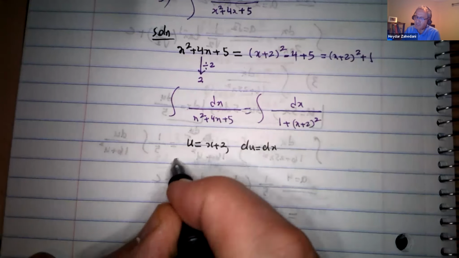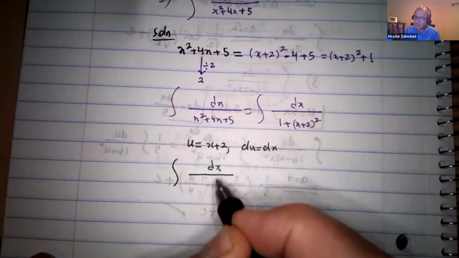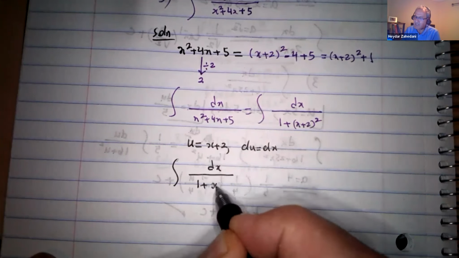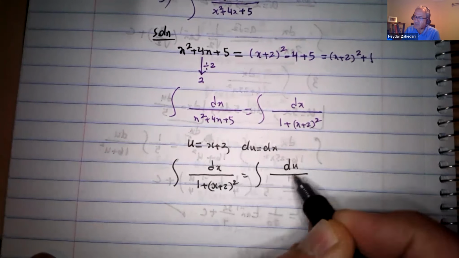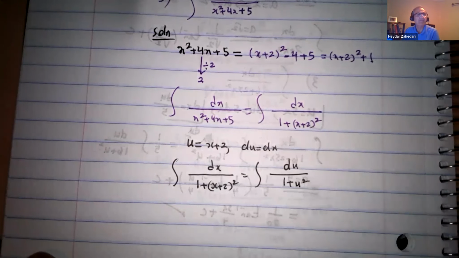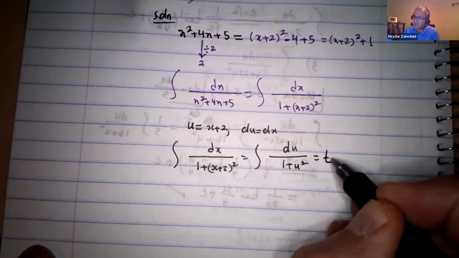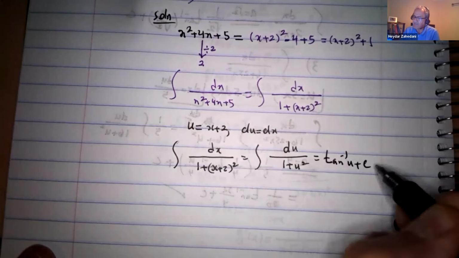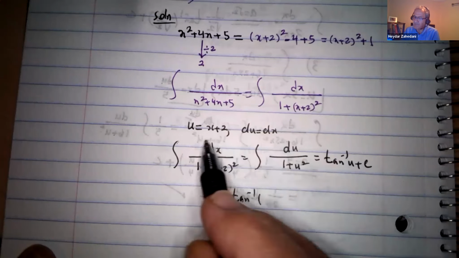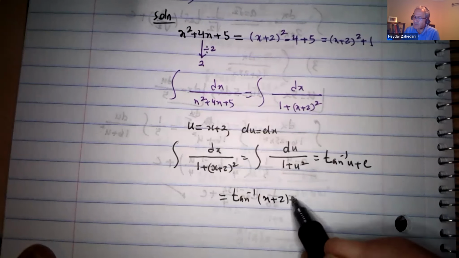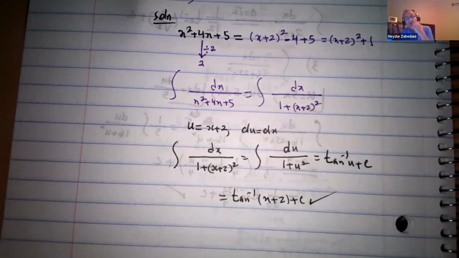So this integral would be equal to, we have the dx, 1 plus x plus 2 all squared, and that gives you du over 1 plus u squared. And you know that this is simply tan inverse of u plus c. You substitute for u, tan inverse of x plus 2 plus c, and do that. You don't have it now in your book, but you will see it in chapter 7. In a few sections of that chapter, you have to take care of this type of problems.